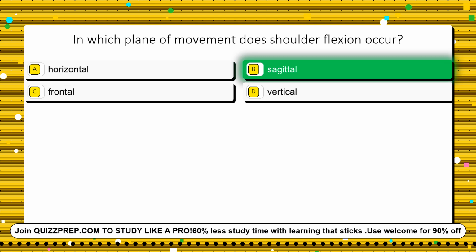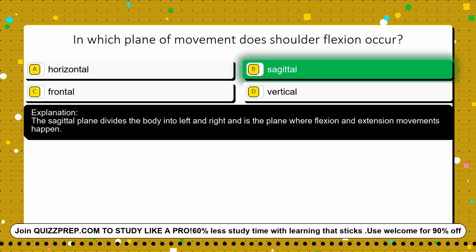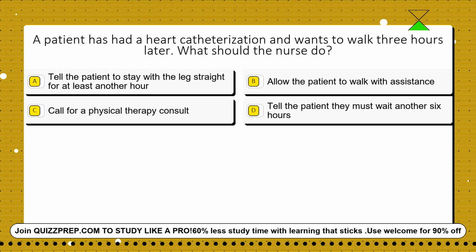The correct answer is option B. Sagittal. The sagittal plane divides the body into left and right and is the plane where flexion and extension movements happen. Question 19. A patient has had a heart catheterization and wants to walk 3 hours later.